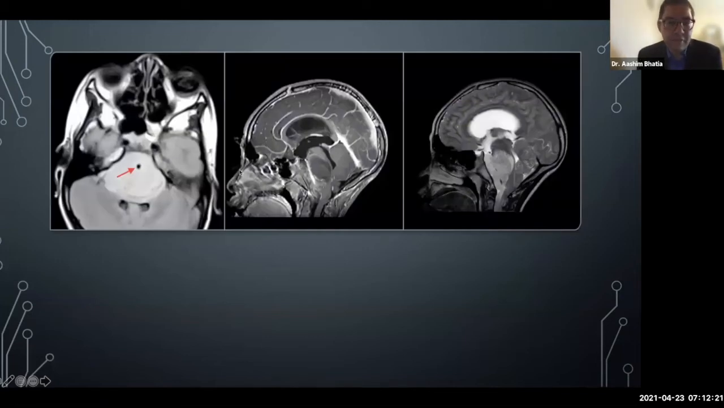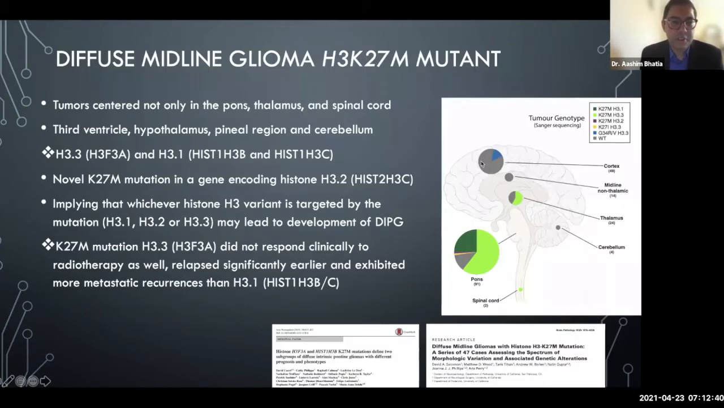So here's an example of a classic DIPG where you have a FLAIR hyperintense mass, that arrow is pointing to encasement of the basilar artery. There's expansion of the pons. There's minimal enhancement. You can see here on the sagittal, the expansion of the pons very nicely. So this is consistent with DIPG, but DIPG is no longer used in the WHO classification. They're now diffuse midline glioma H3K27M mutant tumors. And there's different subtypes. I'm not gonna go into a lot of detail of these subtypes, but the more important ones are like the 3.1 and the 3.3 subtypes. The 3.1 is only in the pons. So the reason these subtypes are important is because the behavior of these tumors is different.